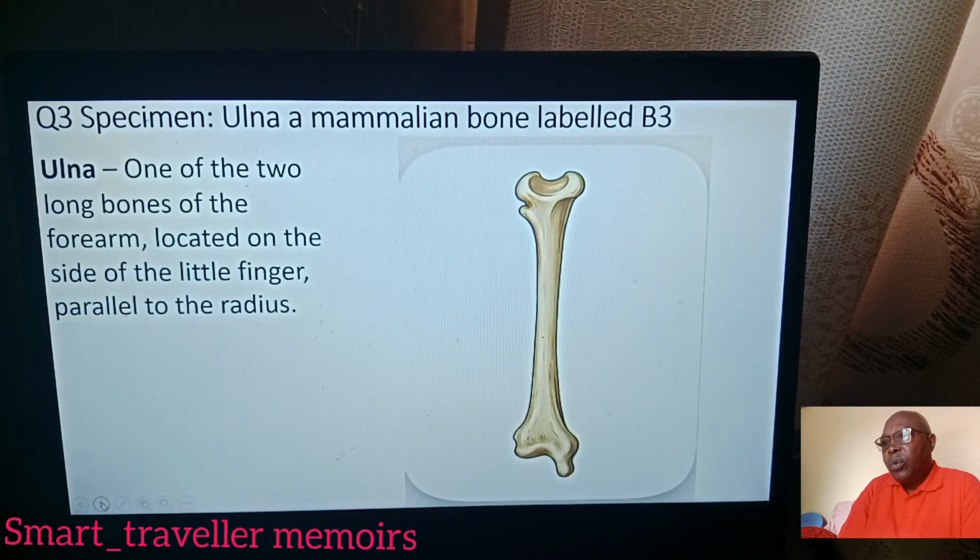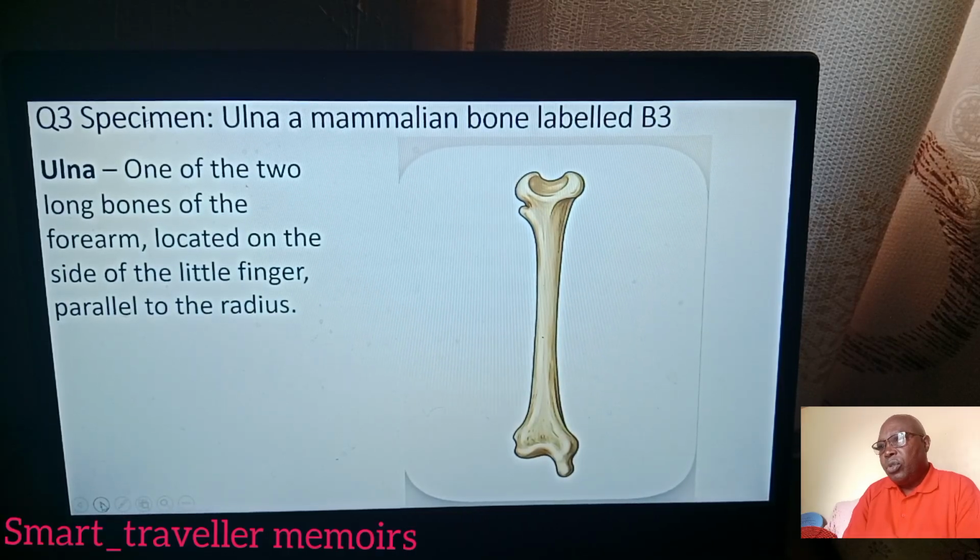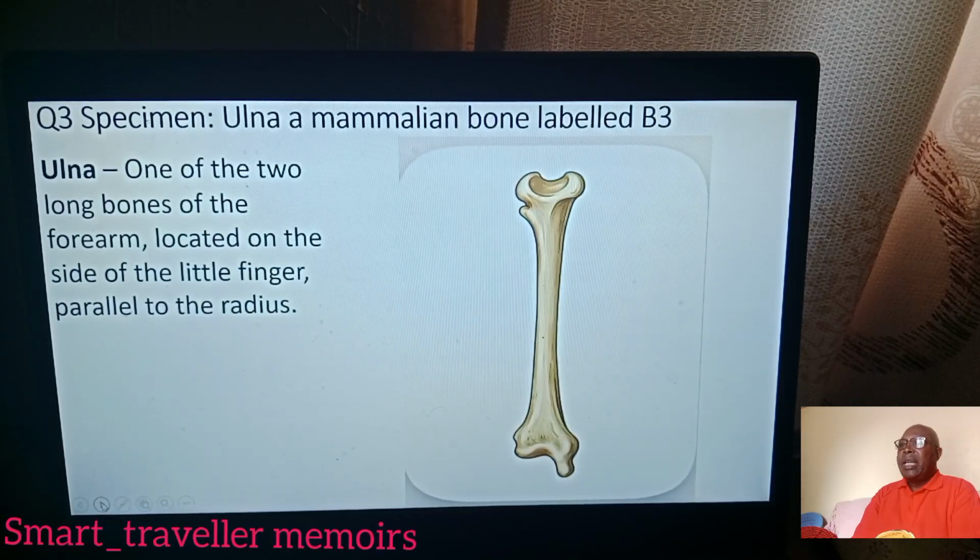Specimen for question 3 is the ulna, which is a mammalian bone, labeled B3. The ulna is one of the two long bones of the forearm, located on the side of the little finger, parallel to the radius.